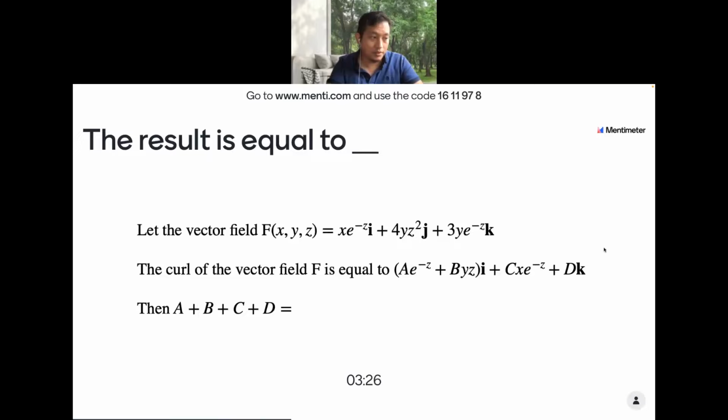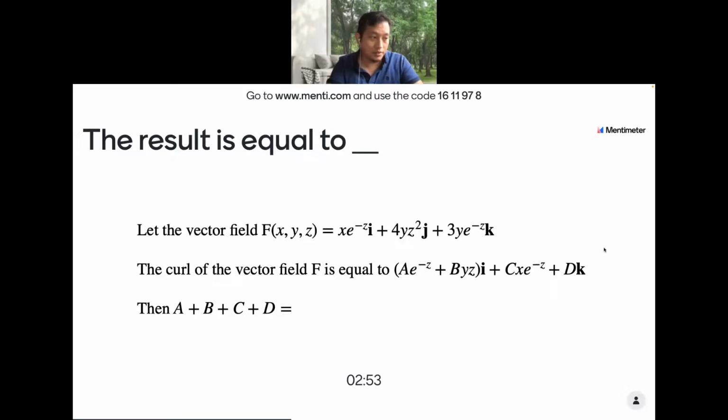The curl, it's asking the curl. Well, I hope the time is enough, it's almost 4 minutes, three and a half minutes. Well, you just focus on finding the curl. Okay, finding the curl, doing some cross product.